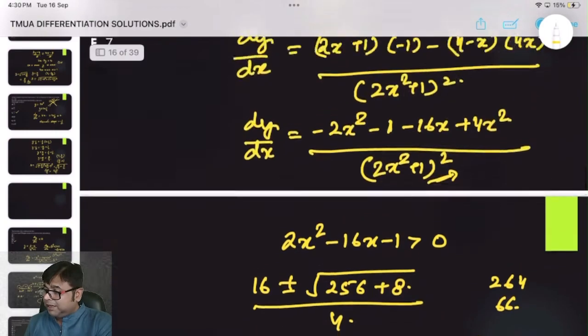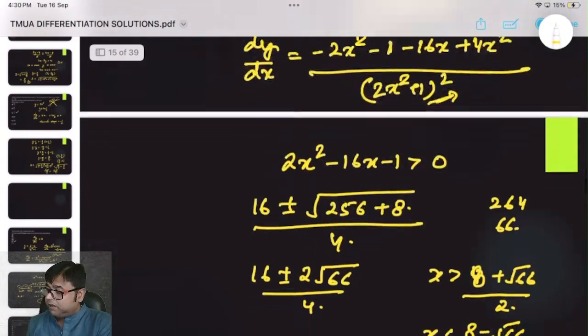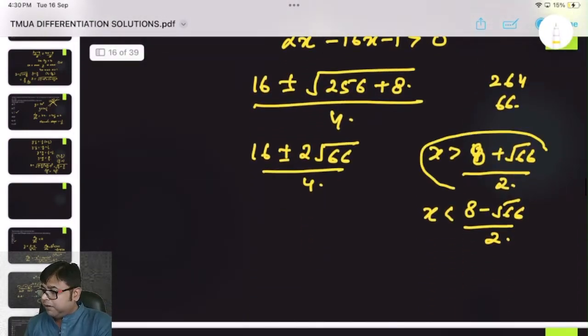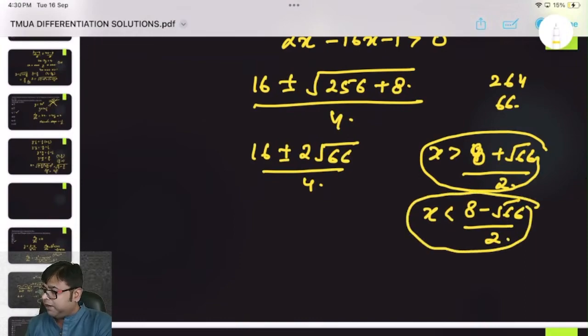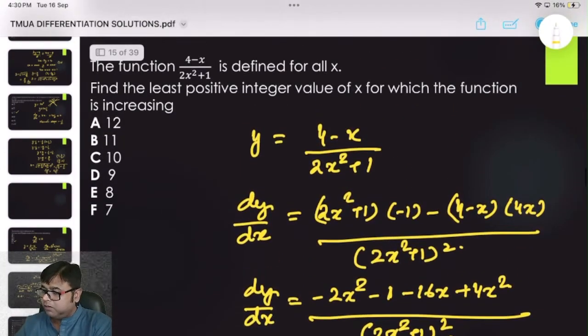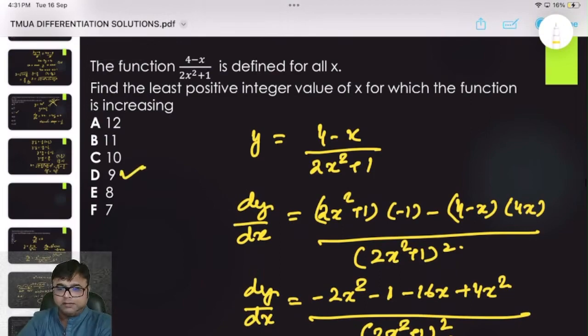Now they are asking the least positive integer value, which I want to get from here. These are all negative values. 8 minus root of 66 will be negative, so less than negative will be negative. Now 8 plus root 66 is slightly more than 16, because root of 64 is 8. So 16 point something divided by 2, so x should be greater than 8 point something. So the least value has to be 9. So 9 is the correct, least positive value. 9 is the correct answer.